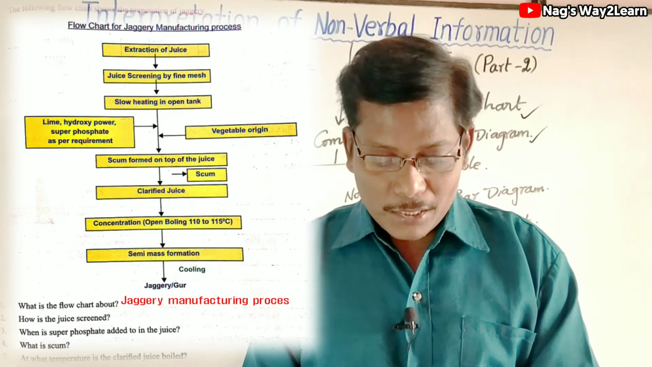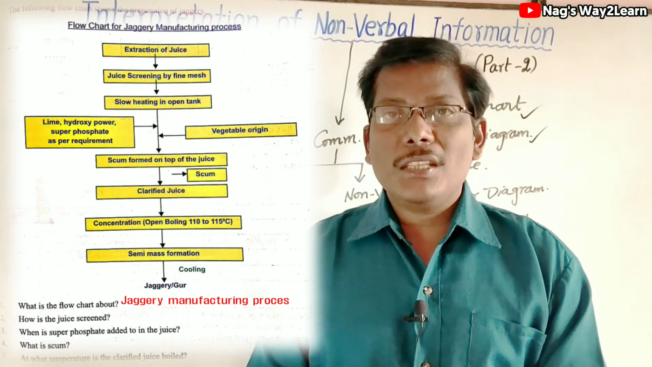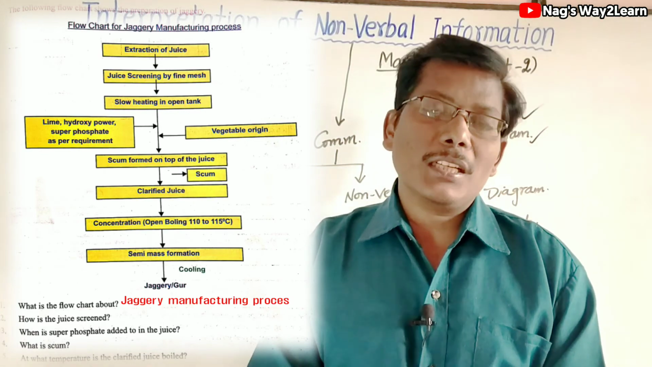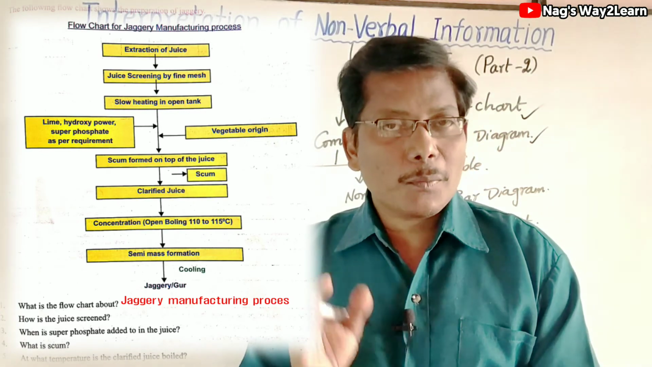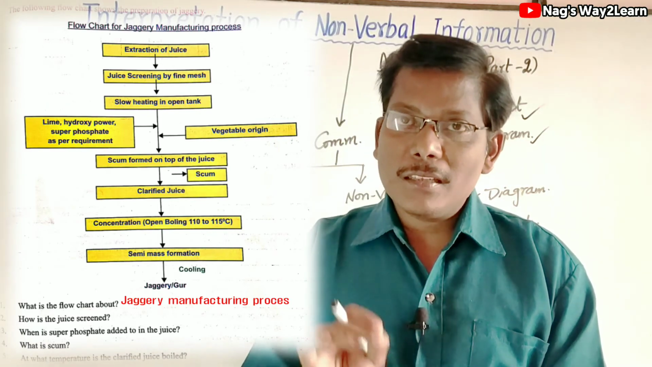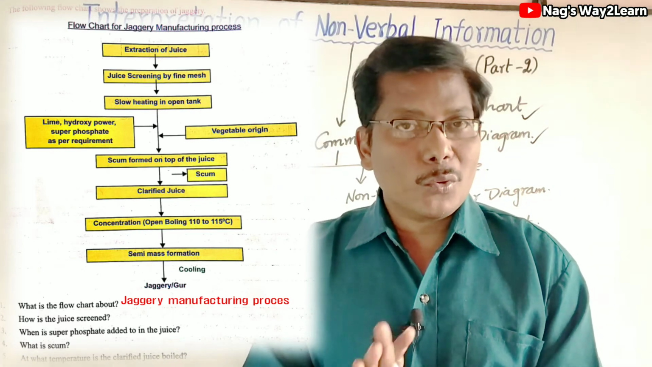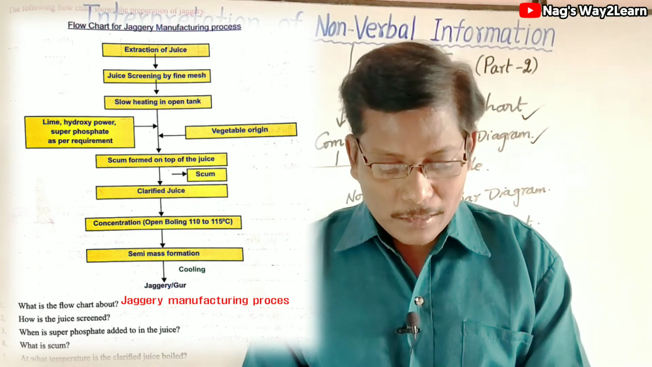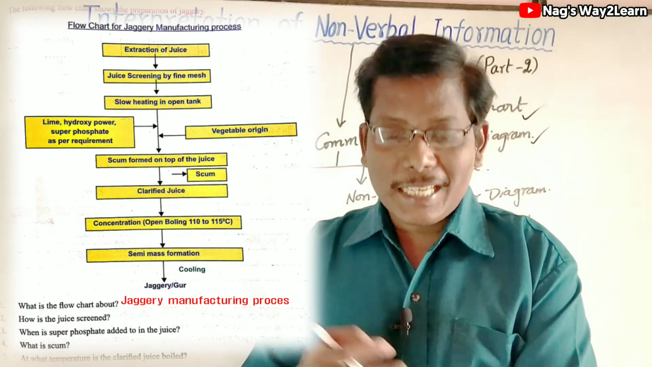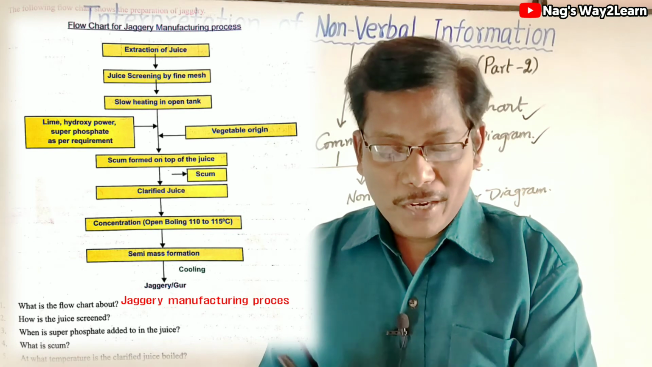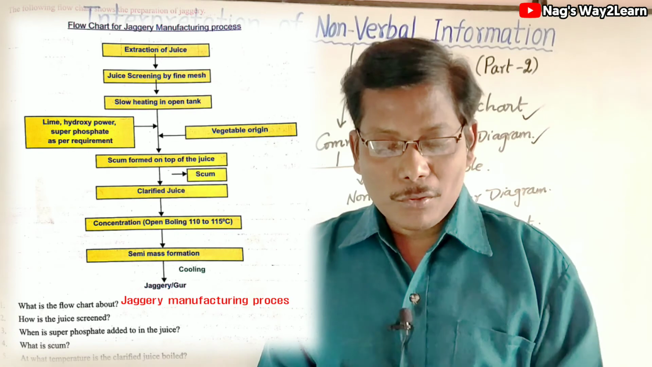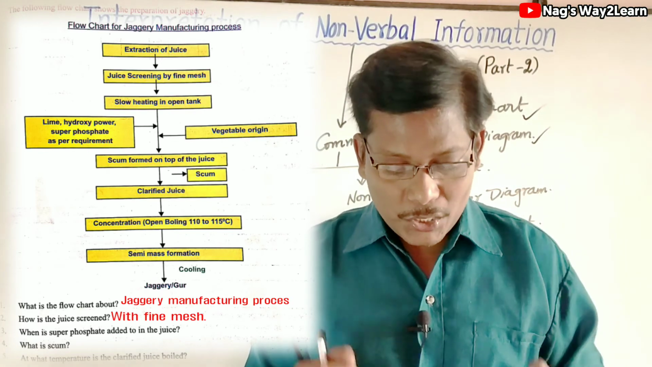Second question, how is the juice screened? Here you see the students, for every question you can find the answer in the given diagram. Whether it is a pie chart or bar graph or table or flow chart, whatever it may be, you can find the answer completely in the given diagram. So don't worry about anything. So how is the juice screened? You see in the second step, juice screening by fine mesh. Actually it should be with fine mesh but not by fine mesh. So the answer is with fine mesh.